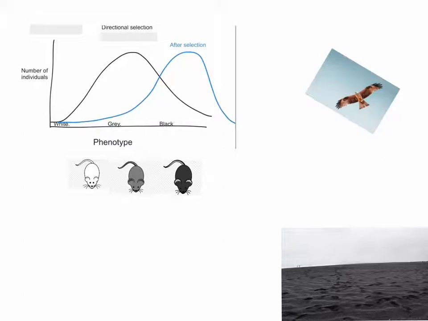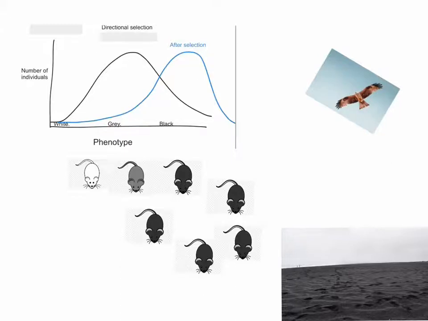Remember, natural selection is not just about survival, it's also about reproduction. So if the black mice survive longer, it means they have more opportunities to reproduce, passing their genes on to the next generation. Over time, we will see this shift in the population where there are more and more black mice because those are the ones surviving the longest and having the most babies.